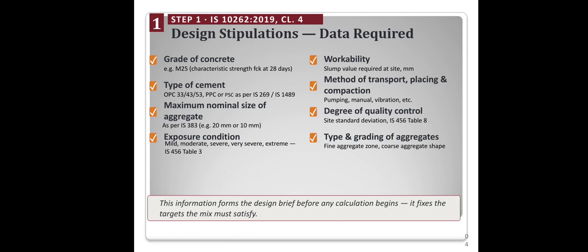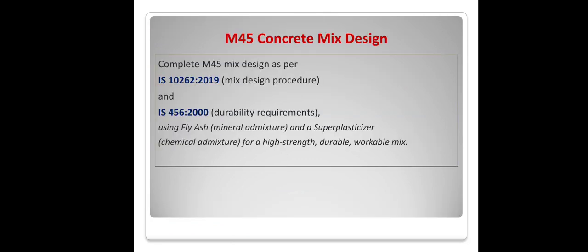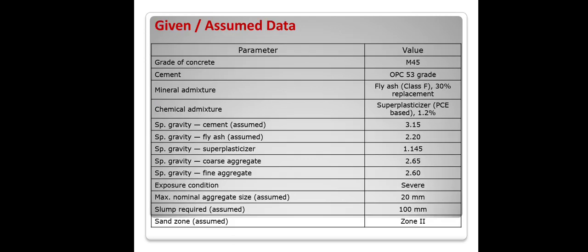Before calculations begin, we need our design brief, the data that fixes our targets. This includes grade of concrete, workability requirements, type of cement, method of placing, maximum aggregate size, degree of quality control, exposure condition, and the type and grading of our aggregates. So for the concrete mix design, we are using IS 10262-2019 and IS 456-2000.